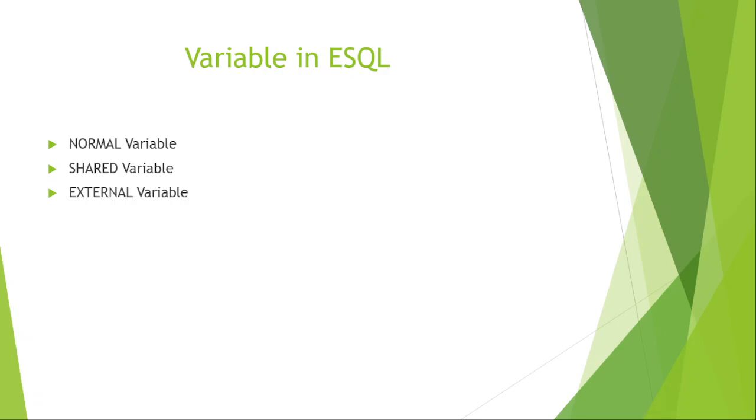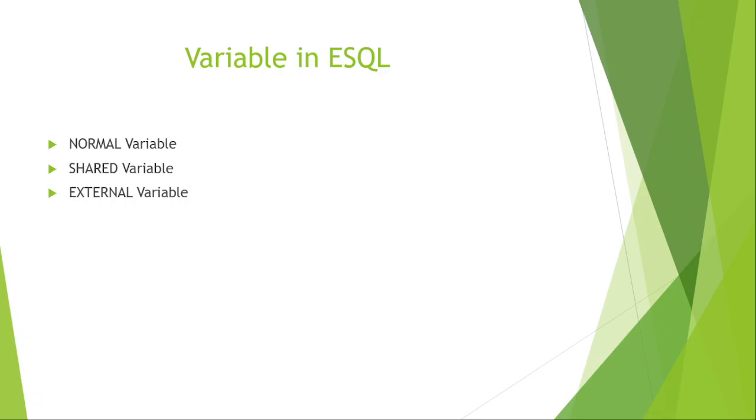Hello everyone, welcome back. So in this lecture we are going to learn about the variable in ESQL. When talking about variables, there are three types: normal variable, shared variable and external variable. We are going to learn all three types in this lecture. We will be covering each one of them one by one.